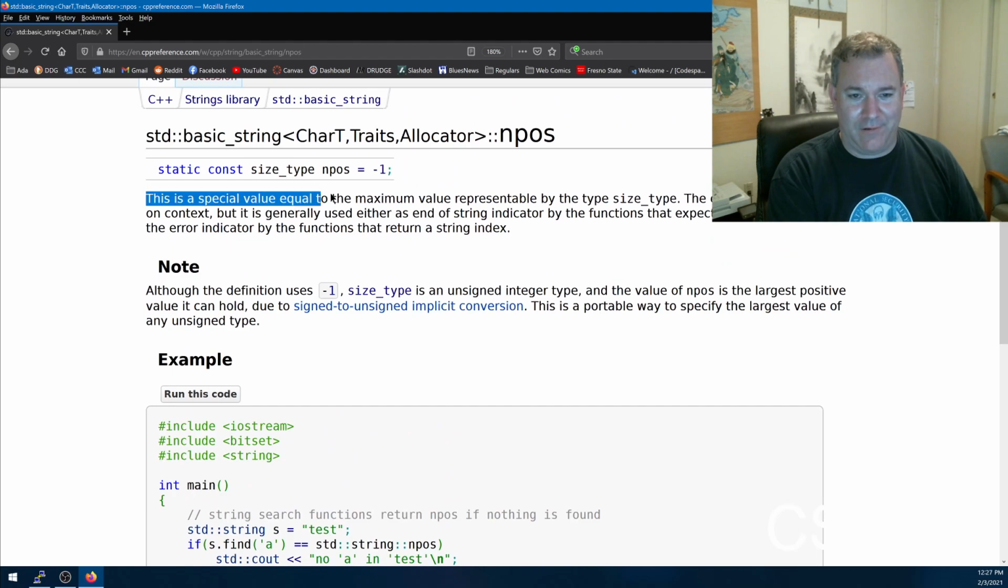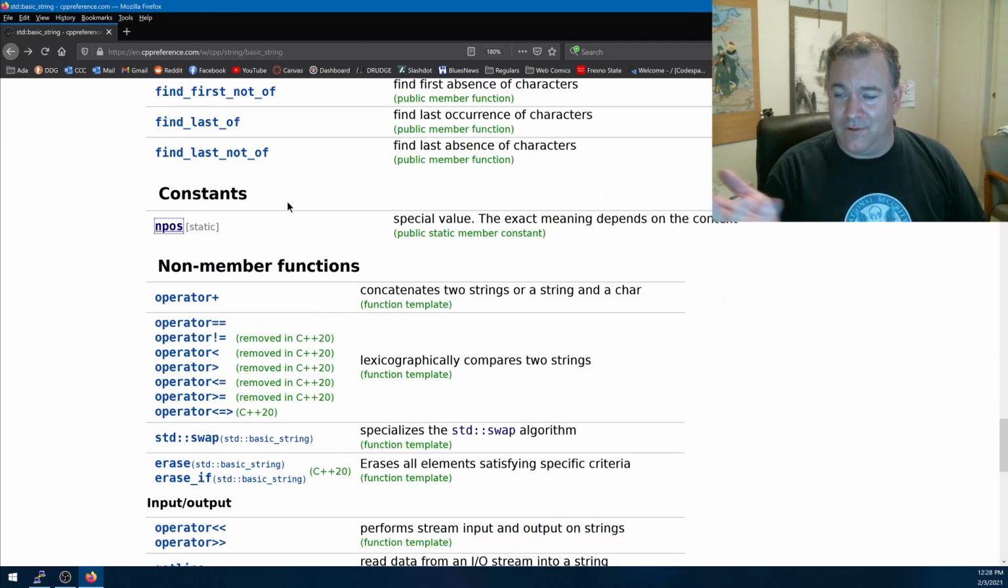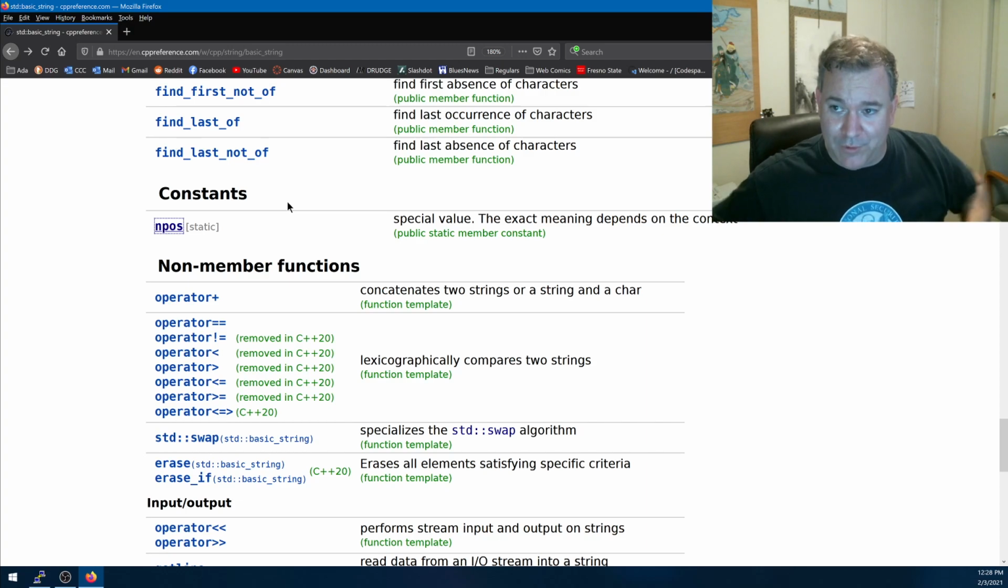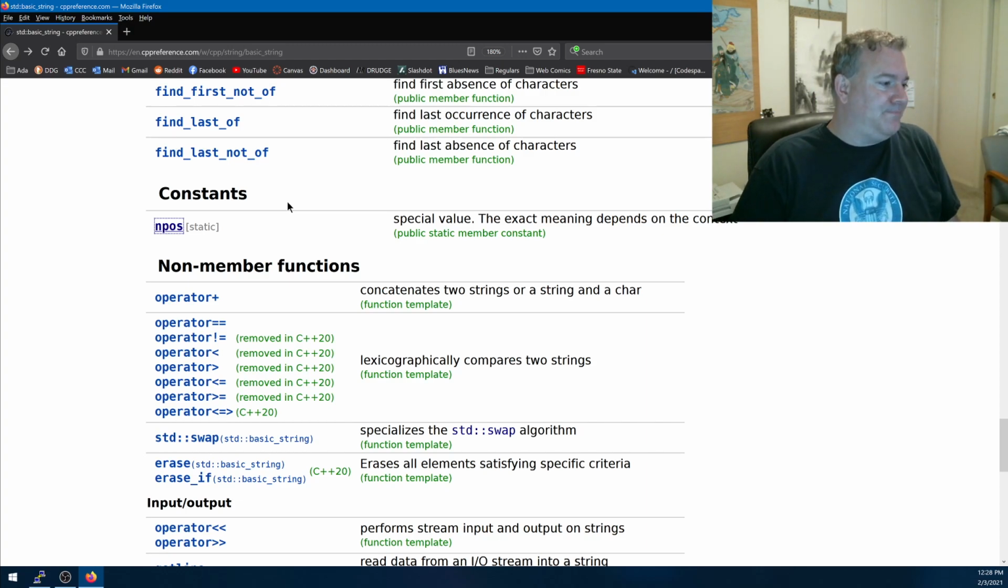Looking at the example code, everything makes sense if you read the documentation. This is a special value equal to the maximum value represented by the size_type. The exact meaning depends on context. Yeah, that doesn't help, right? But when you look at their source code examples, okay, cool, and then you can just plagiarize freely. It's free. They give you permission.